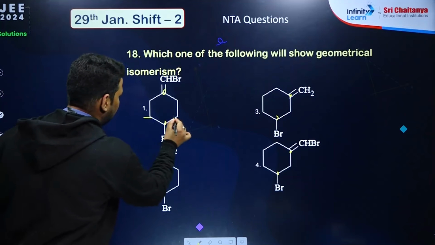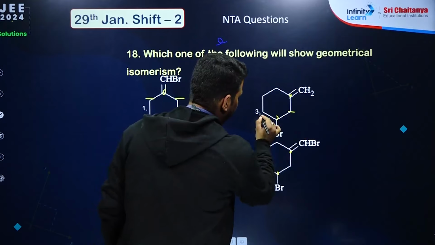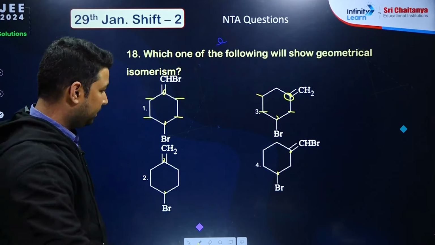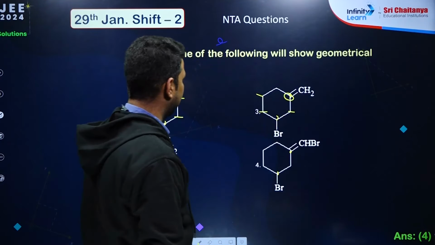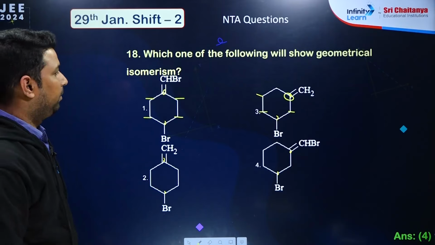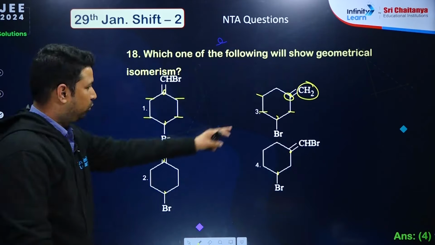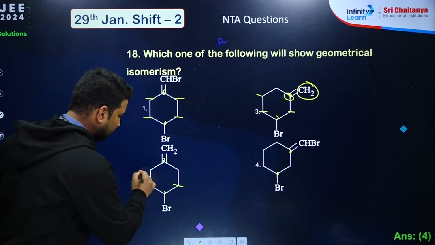Here CH2, CH2, CH2, CH2 are the same. Is it different now? No. Is it symmetrical? Yes. It cannot be the answer, because the two bonds present out there are connected to the same group. So it will not give geometrical isomerism. Same thing: CH2, CH2, CH2, CH2.